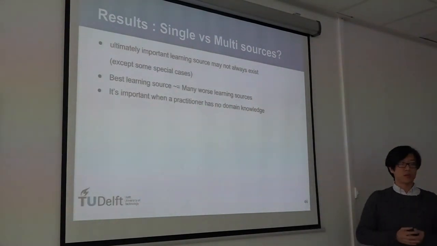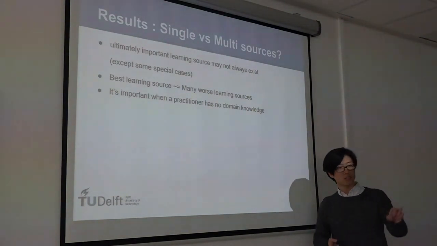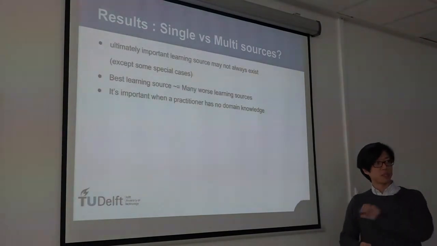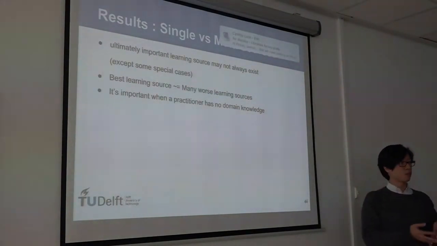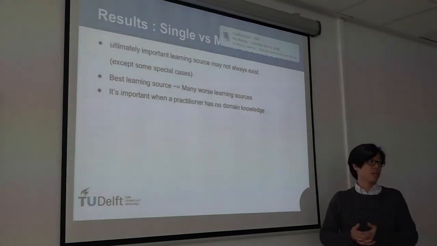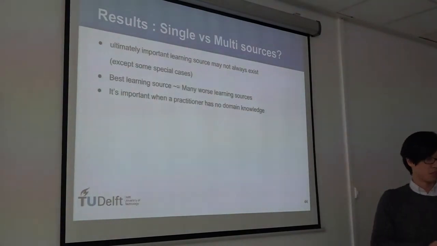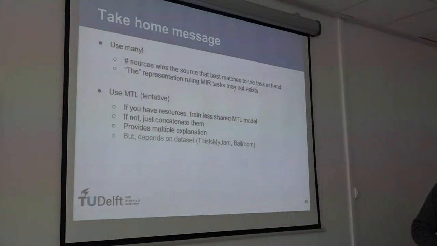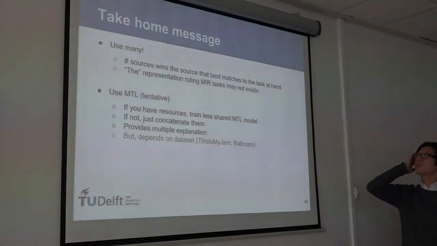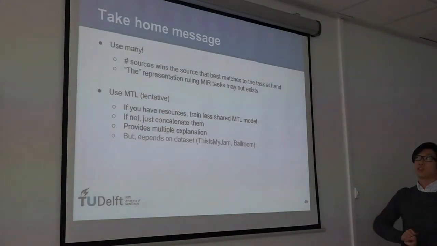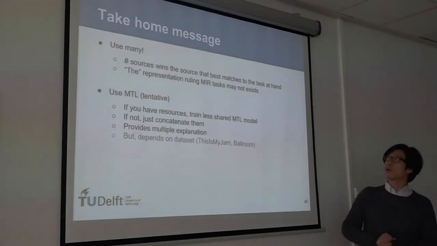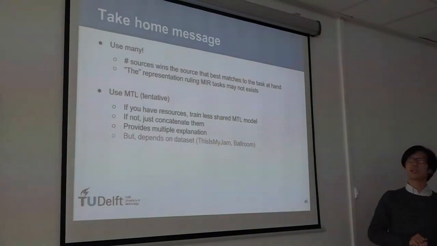In that case, based on these empirical results, one can recommend just picking as many learning sources or pre-trained models as possible and concatenating them, or learning a neural network with multiple learning sources. Then you may get as good a representation as the one learned with the best source. So this is the take-home message. Like I mentioned, you can use as many sources as possible, maybe including the sources that best match the task at hand. And a representation ruling all MIR tasks, at least in this field, may not exist.